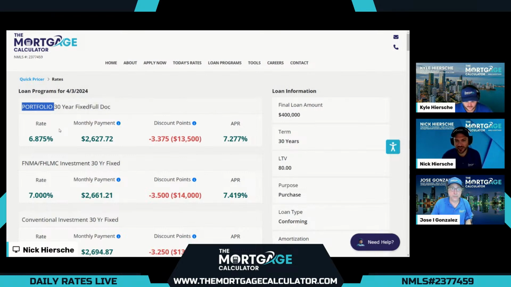This option uses all the same guidelines, all the same qualifications. However, it does not actually get sold to Fannie or Freddie, so does not have those loan level price adjustments. So this program comes in at 6.875 for 3.375 discount points at cost. Puts the final APR at 7.277.